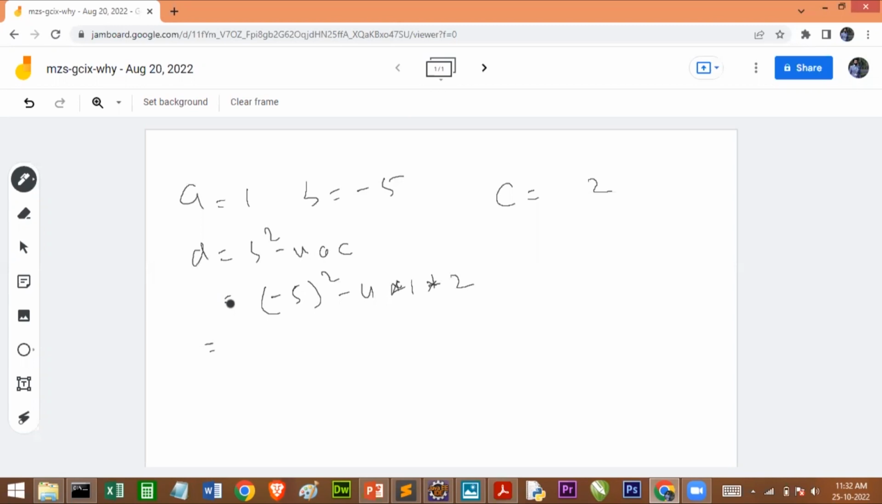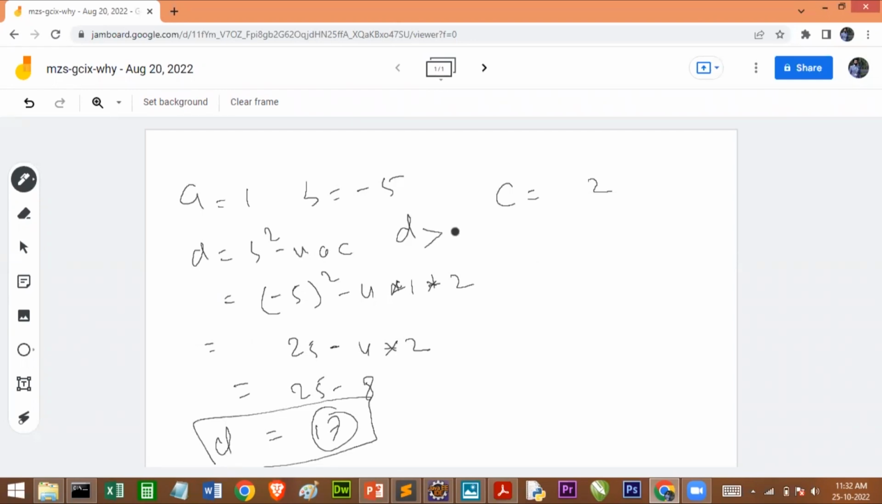So here, if you do this, you will get 25 minus 4 into 2. 25 minus 8 is equal to 17. So D value is 17. That means D is greater than 0. That is positive. If D is greater than 0, then the roots are real and distinct.